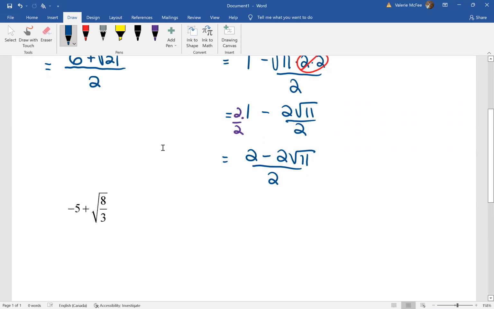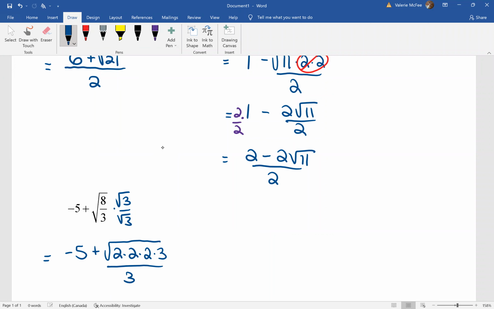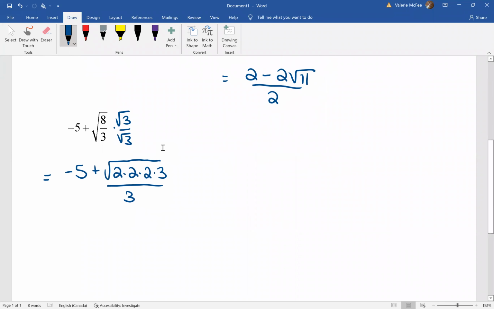And why don't you go ahead and try this one? So you multiplied by root 3 over root 3 to rationalize the denominator. And I know that I can simplify that square root of 8. So rather than writing the square root of 24, I just prime factored. I have 2 factors of 2 that can come out.